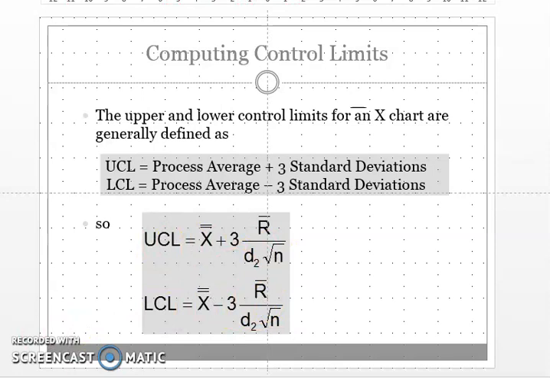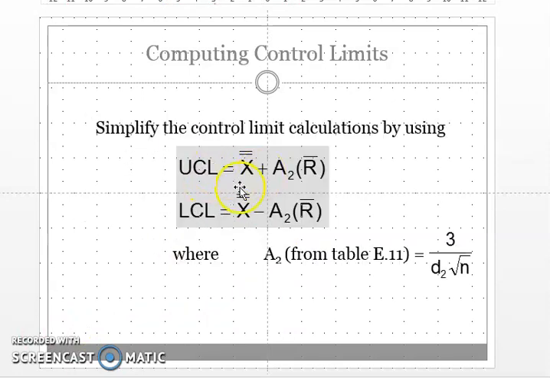Here one more formula is there to calculate upper control limit and lower control limit: X double bar plus A2 into R bar, and lower control limit X double bar minus A2 into R bar. Here A2 is again 3 divided by D2 into under root small n.